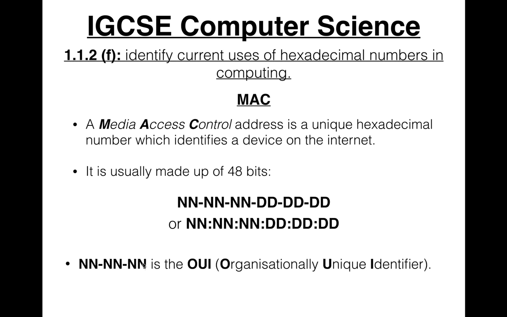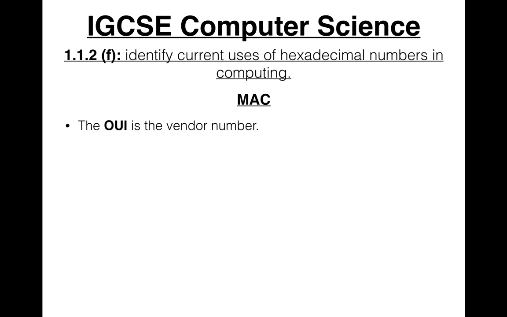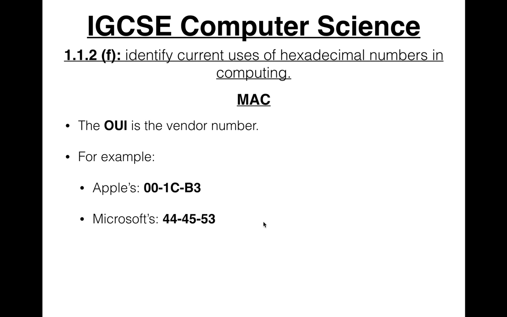The 6 digits in the front is the OUI, or the organizationally unique identifier, and the 6 digits at the end is the UAA, or the universally administered address. So basically, the OUI is the vendor number. For example, Apple's vendor number is this, Microsoft's is this. So basically, it's sort of the company number.